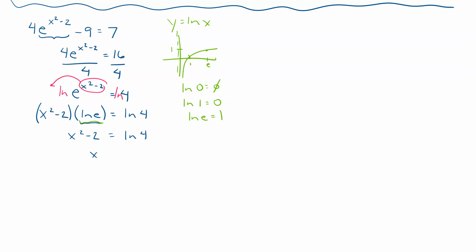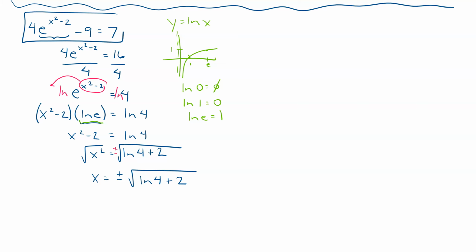Now I can add 2 to both sides. And now I can take a square root of both sides, and when I bring in my square root, I can't forget the plus or minus. So I have x equals plus or minus the square root of natural log 4 plus 2. And I kind of feel like I want to check my answer, and I can if I want to, but the original question here is an exponential, and there are no limitations on exponentials. They can be positive, they can be negative, they can be whatever. So both of these answers work. I get x equals plus or minus the square root of natural log 4 plus 2.